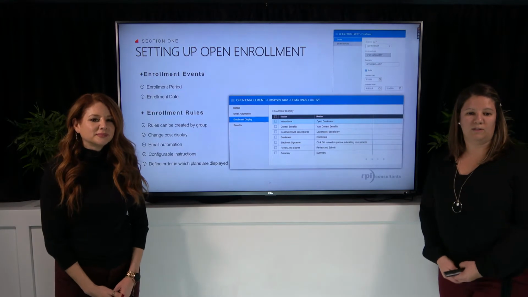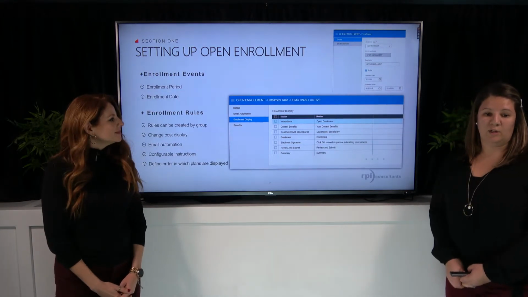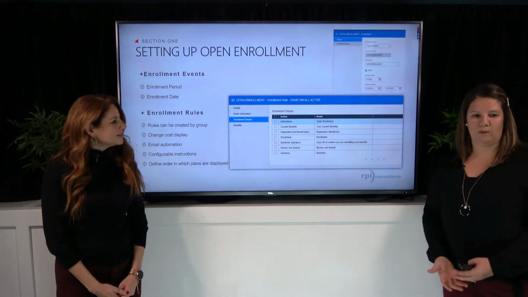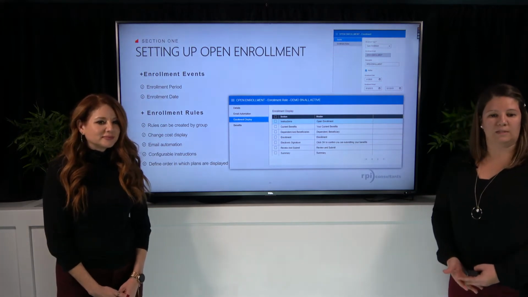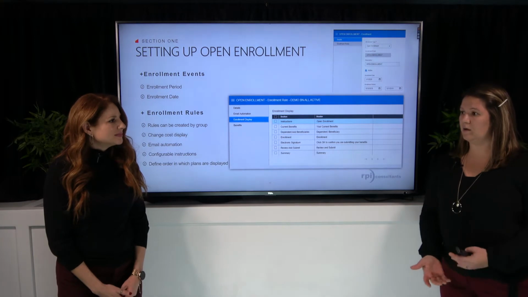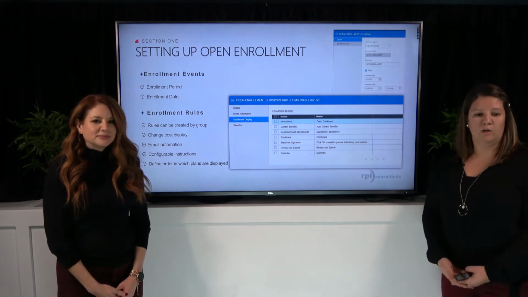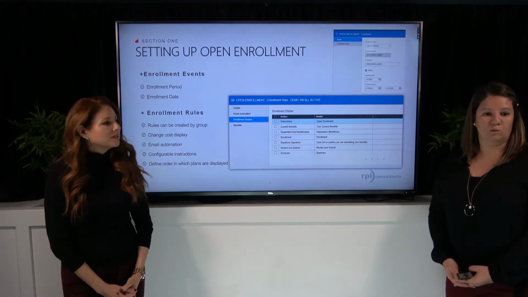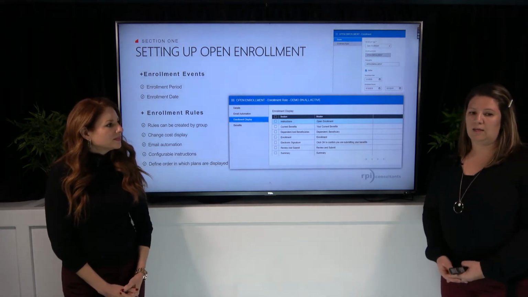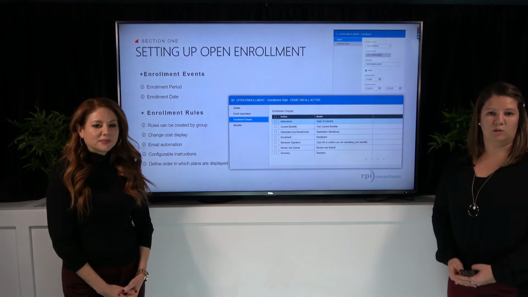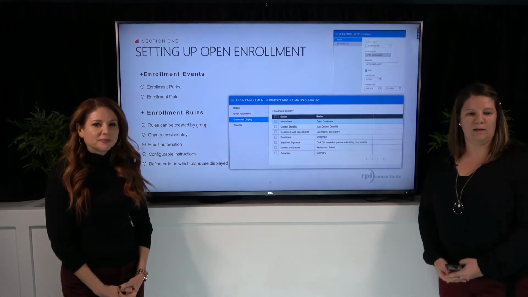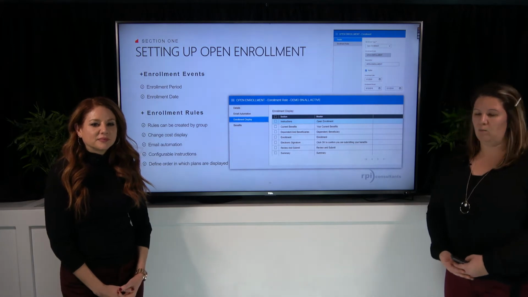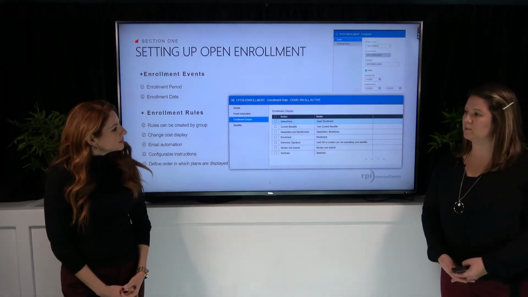And then we move on to the enrollment event. So you're going to set up the enrollment period, when open enrollment should run, a 2-week window or 4-week window, and then the enrollment date. Typically that's going to be the first of the year if you have a 1/1 start for your new benefits. And then your enrollment rules. Your rules can be created by group. They can display different costs, so you can do annual or per pay period. We can set up some email automation, some instructions, and then how the plans are going to be displayed.